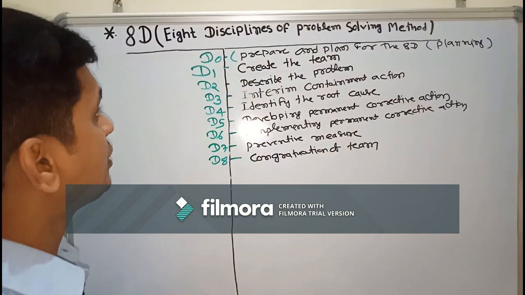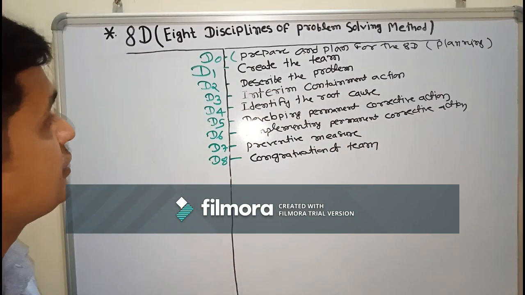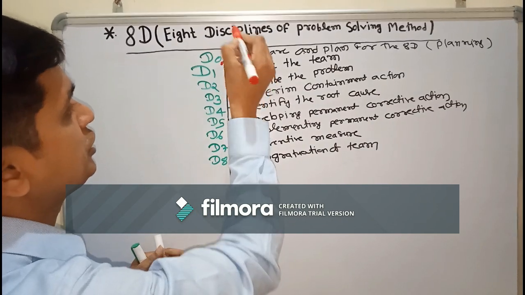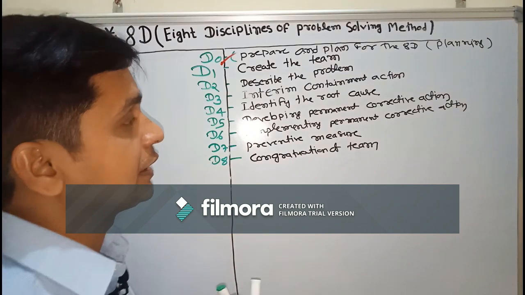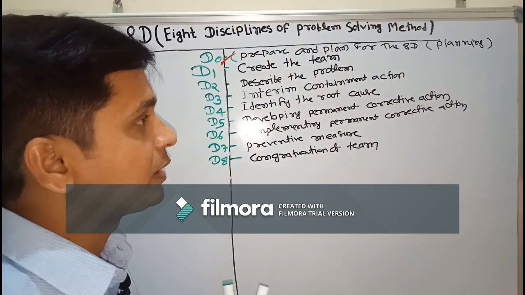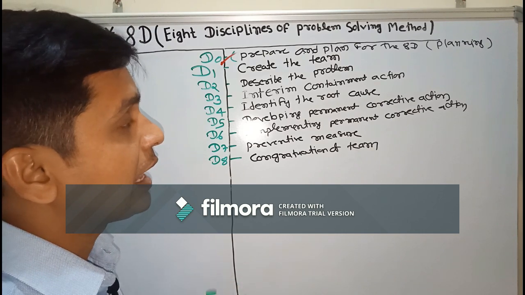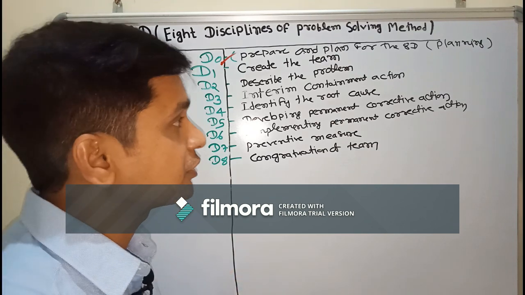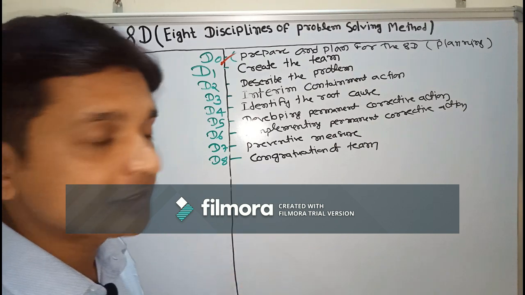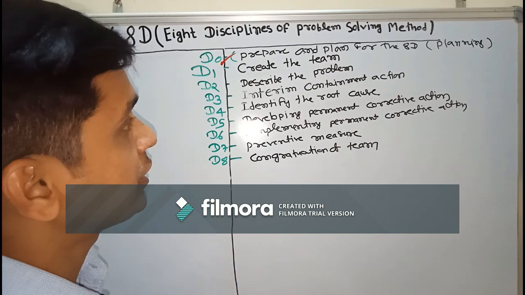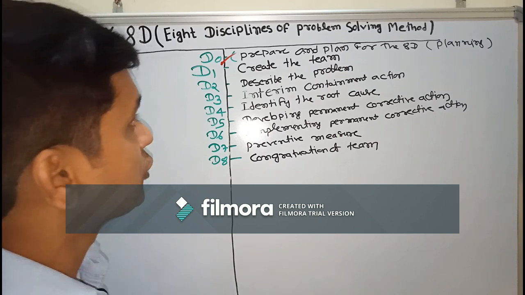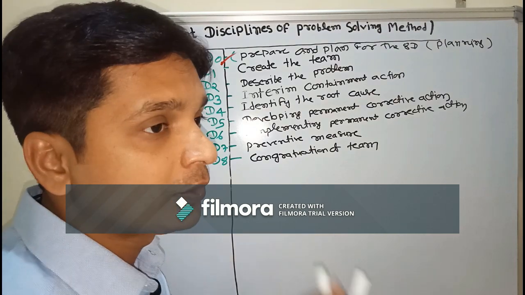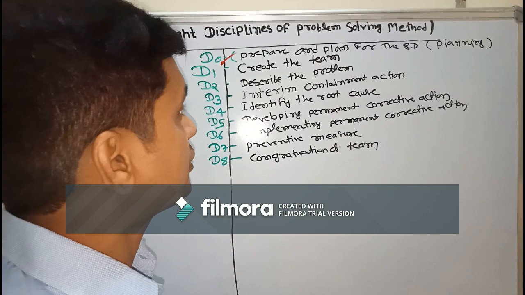So now I will discuss all the different steps and the requirements of each step. First, D0 is prepare and plan for the 8D. First of all, you get a problem, like a customer complaint, a service issue, a warranty rejection, an internal rejection or internal scrap. You have to analyze anything in house in your organization, or outside the organization at the customer end. So it is very important to prepare and plan what is to be done for your product and project.